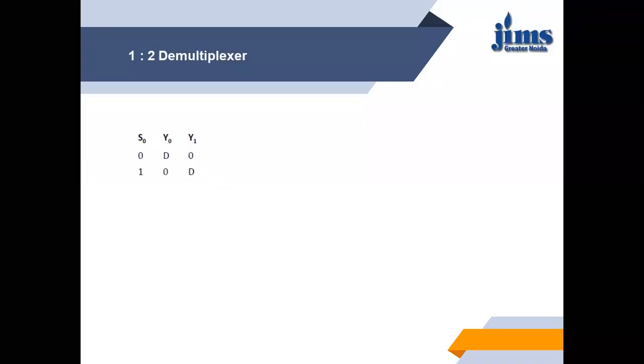Now let us consider a 1:2 demultiplexer. We have a select line S0. As there are 2 outputs, a single select line is used because 2 raised to power 1 equals 2. This relation always holds when we select a demultiplexer with a particular number of select lines. Whenever S is 0, the first output will be connected to the input D, and the other output will be 0. And when the select line is 1, the second output will be selected.